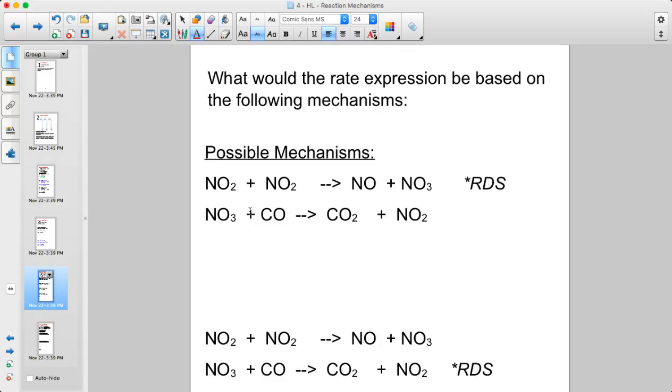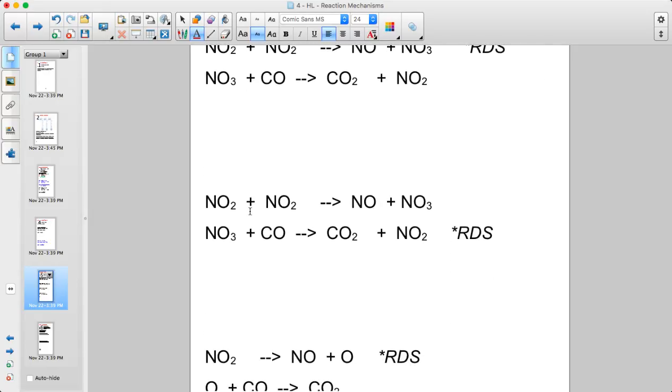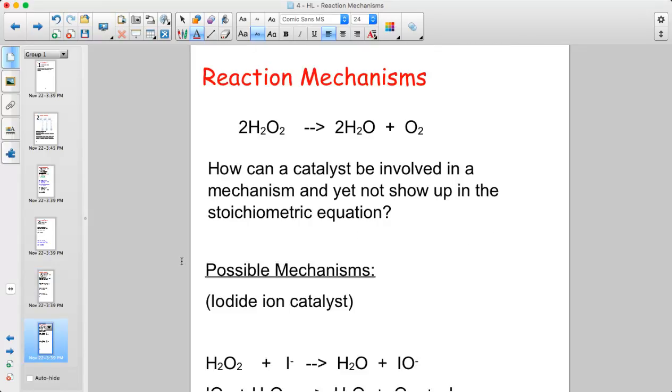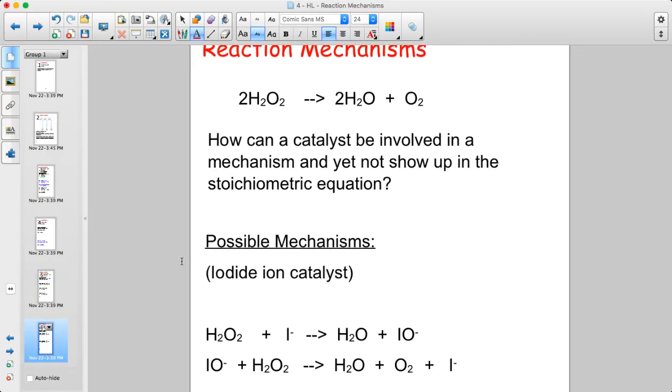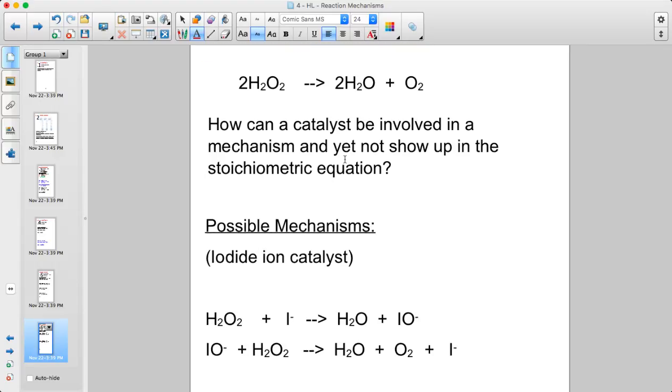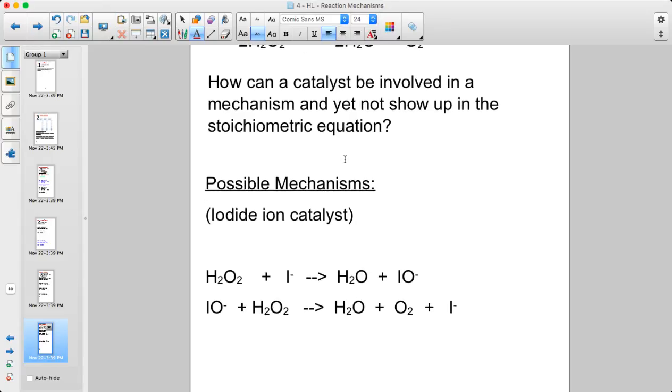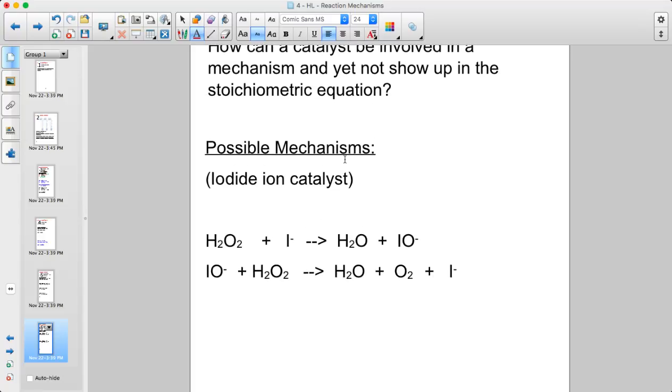Okay, I think you guys get the idea. We'll have other ones that we can try in class. I'm going to skip over these and just get to one other idea, which is that catalysts, although they don't show up in the overall stoichiometric equation, can be involved in a mechanism because catalysts can react and then be reformed in reactions, and so net, they don't show up in the stoichiometric equation.